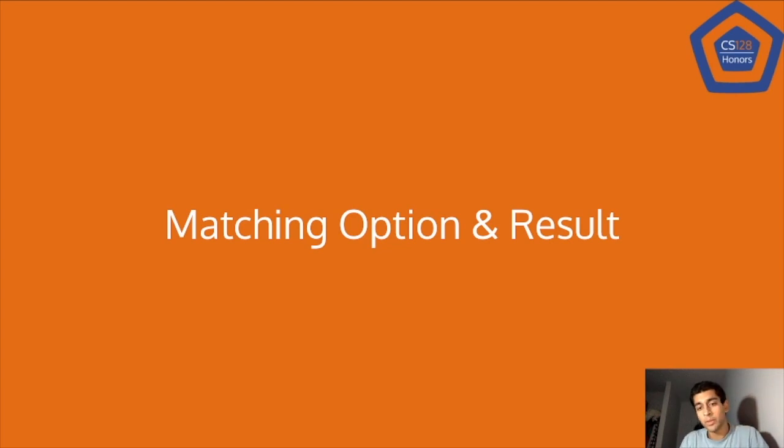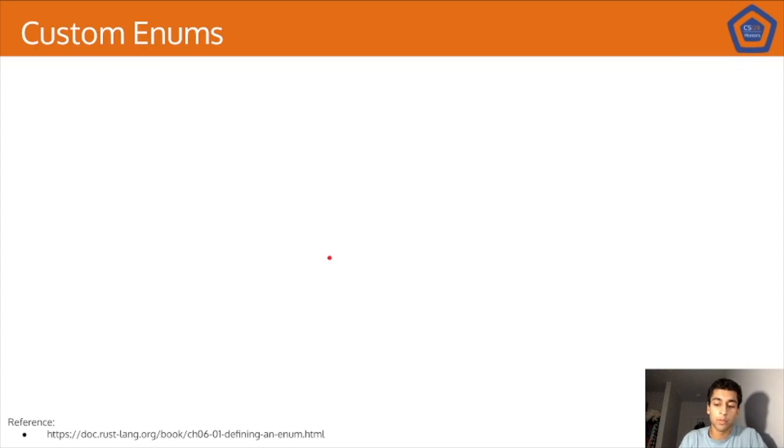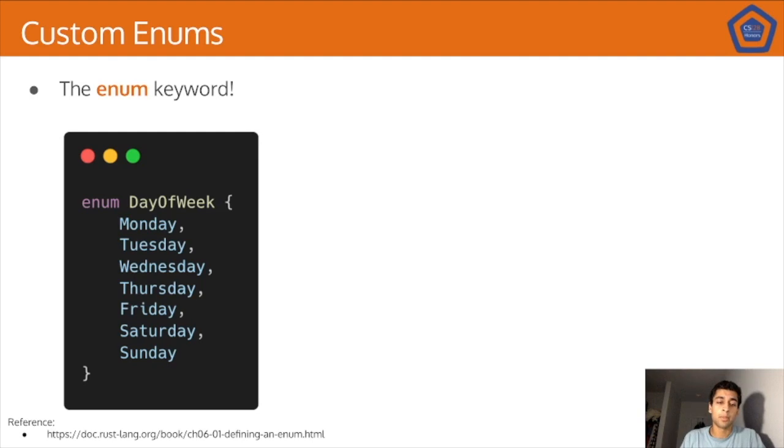So we've talked about using option and result, some predefined enums in your code. Let's move on to creating your own enums to help you out in your code. So as you probably expected, there's an enum keyword. You declare enum and then the name of your enum type, so DayOfWeek, and then you list out all of the enum variants. You enumerate them. So for the days of the week, we've got the 7 days of the week.